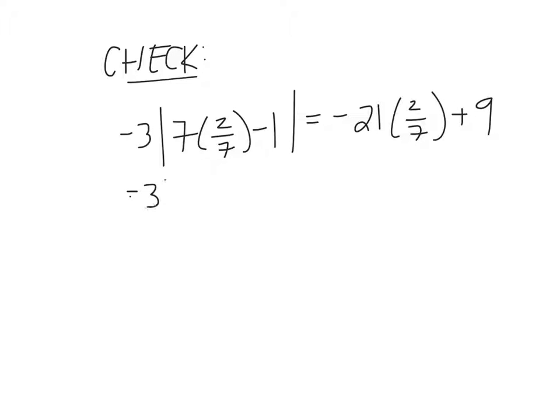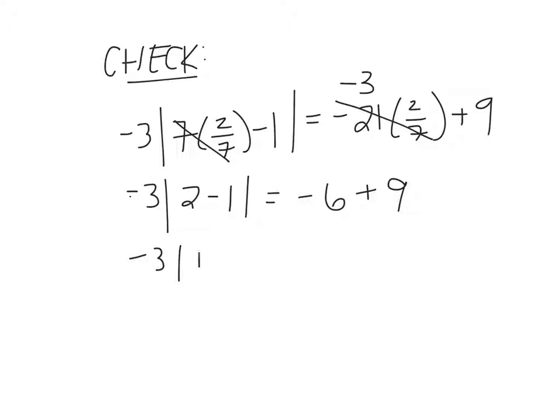So inside the absolute value, the 7 cancels with the denominator of 7. I have 2 minus 1. Here, -21 and 7 cancel to give me -3. So -3 times 2 is -6 plus 9. -3 times the absolute value of 1 equals 3. -3 times 1 does not equal 3. So this proves to be a false statement.